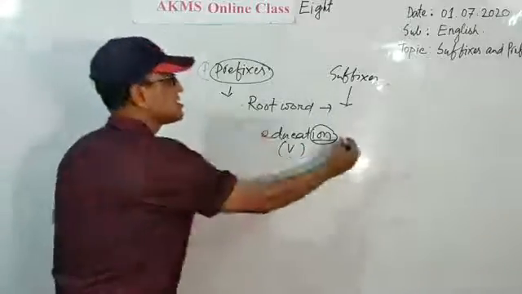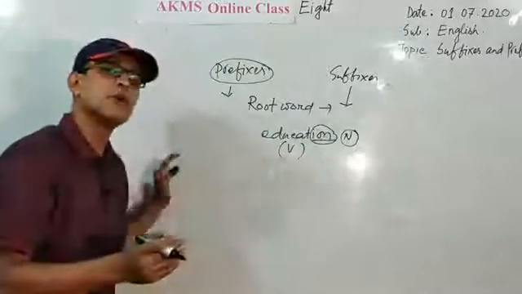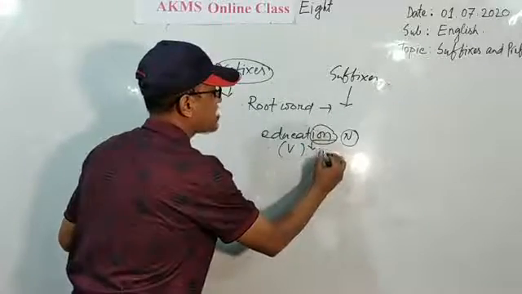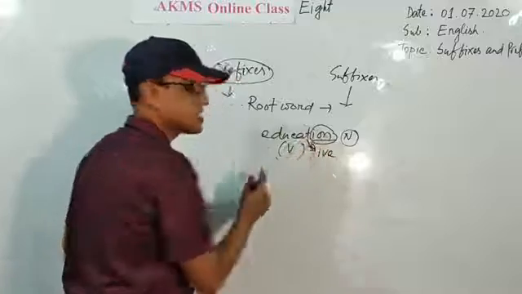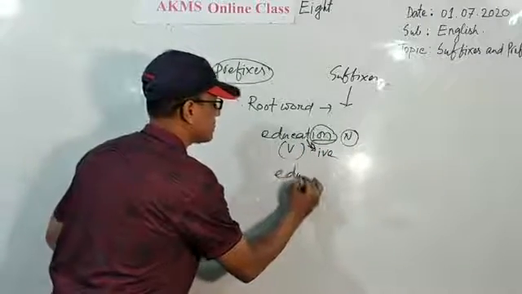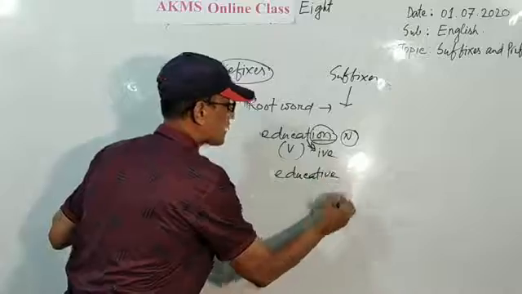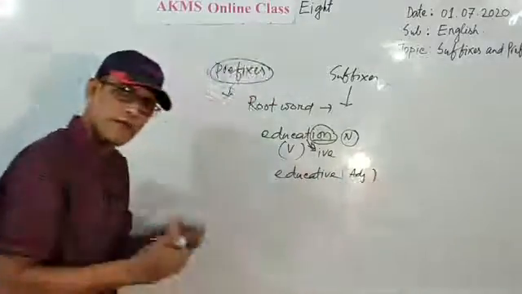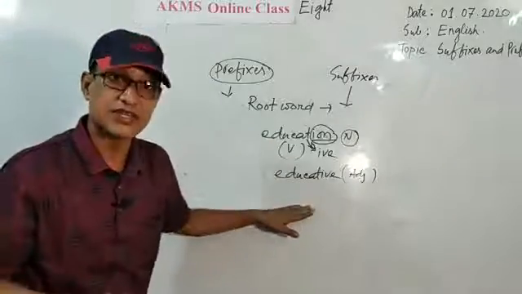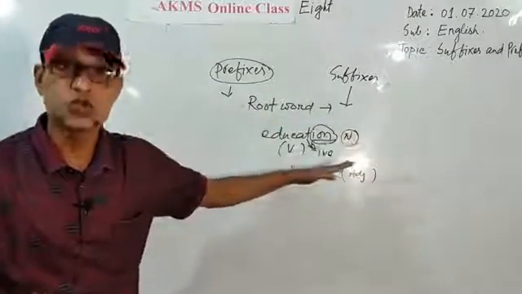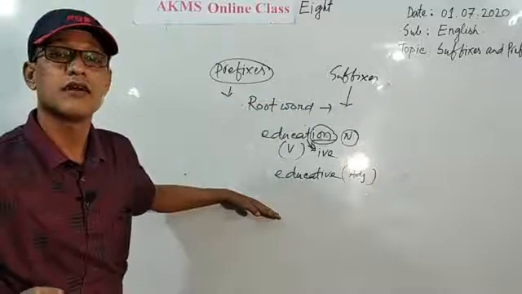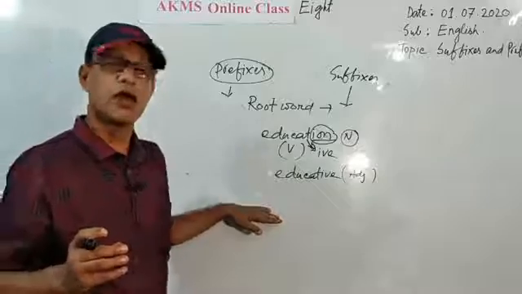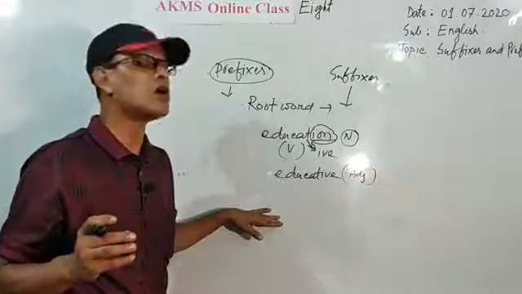Education, it is noun. If you want to make it adjective, you can use IVE. Educative, educative. It is adjective. So, by adding suffixes after the root word, I can make another parts of speech. What are the parts of speech? Noun, adjective, verb, or adverb.